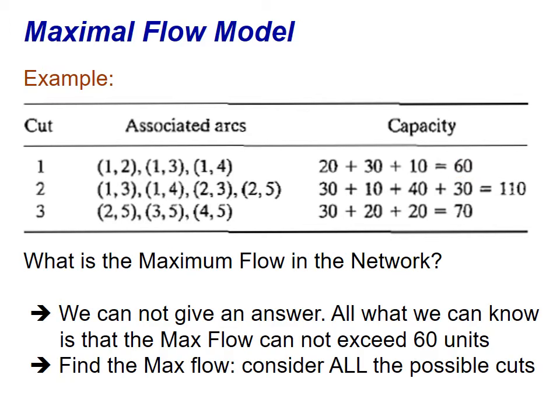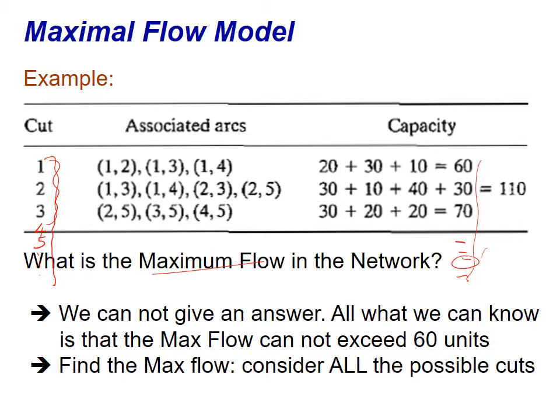In this example, we just considered 3 cuts, but there are many other alternatives that we haven't considered and haven't written here. There are cut 4, cut 5, and other cuts. In order to find the maximum flow, you need to consider all possible cuts, find their capacities, and find the minimum of them. In this case, you can say that the maximum flow will be equal to that minimum capacity.